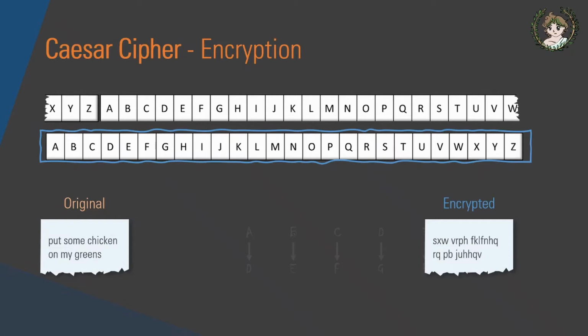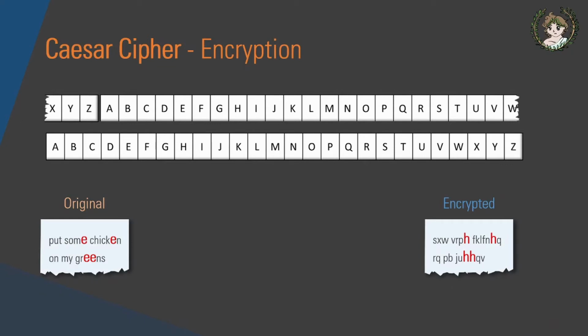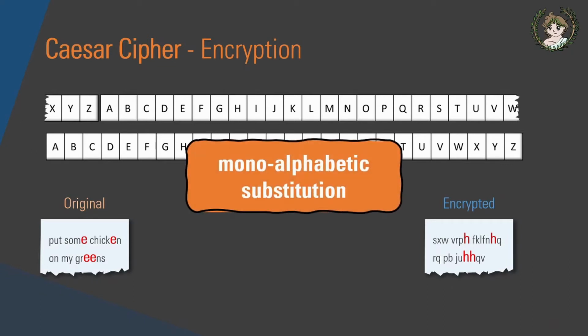If you have the same letters multiple times in the original, you will see also their translation multiple times in the encrypted version. For example, all the E's in the message are now displayed as H in the encrypted version. That's why we call it mono-alphabetic substitution. You substitute the same original letters by the same encryption letters every time. If the E's would be translated as different letters, we would call it poly-alphabetic substitution.